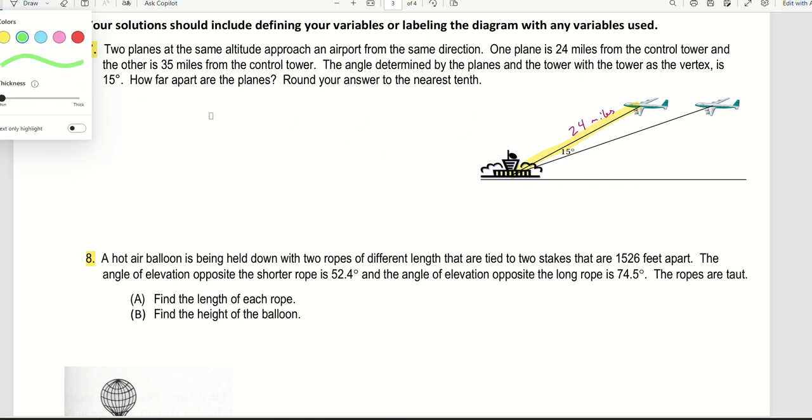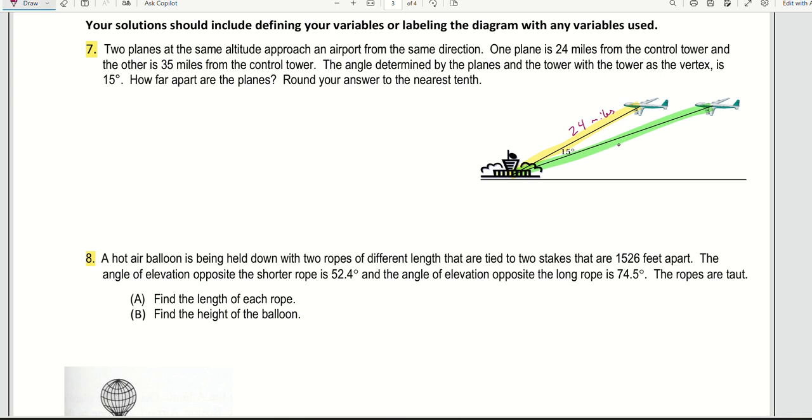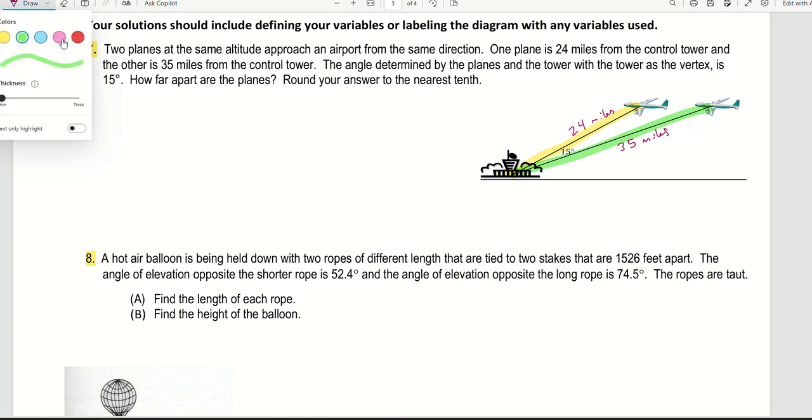The other plane is 35 miles. So that is the straight distance. If we were to tie a string from the plane to the airport, it would be 35 miles. How far apart are the planes? So we are ultimately looking for this distance.